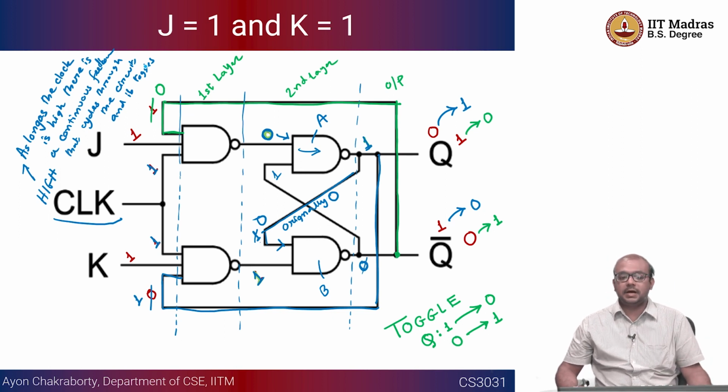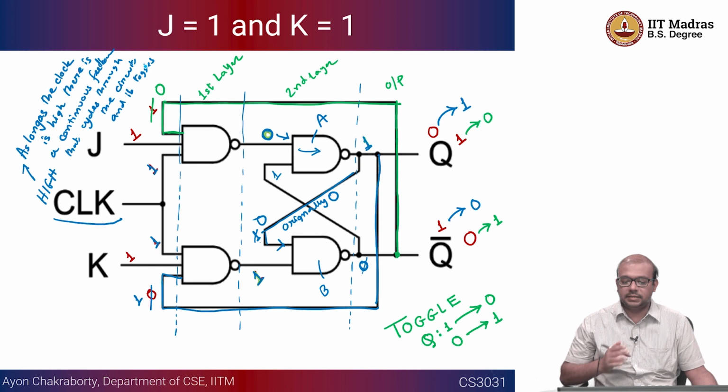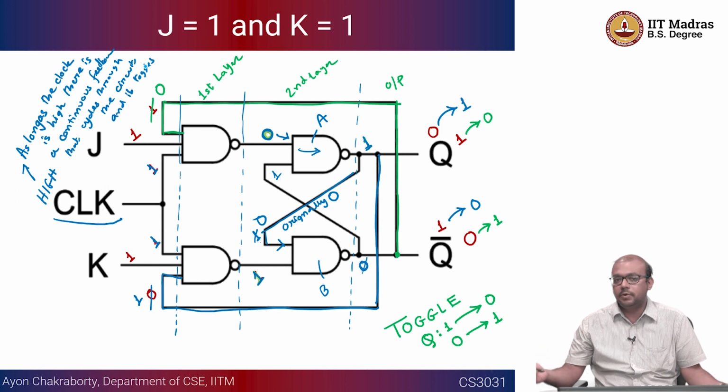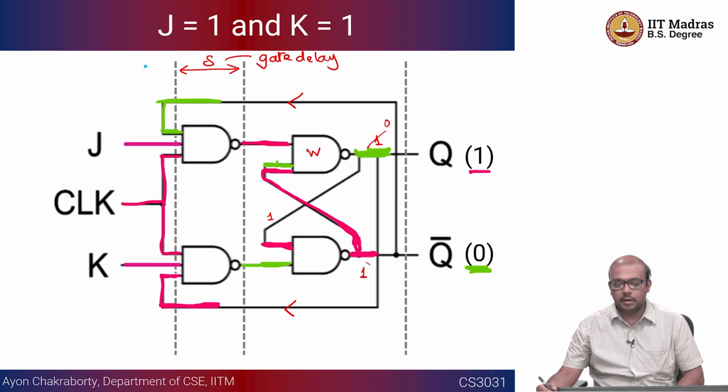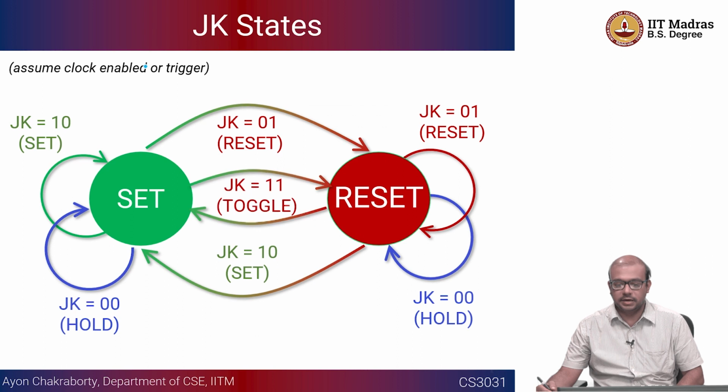So if I make the clock high, there is a toggling, for sure there is a toggle, but again there is a toggle, again there is a toggle. How many times we do not know. As long as the clock is high, it is going to toggle. So that is actually called in literature a race condition.